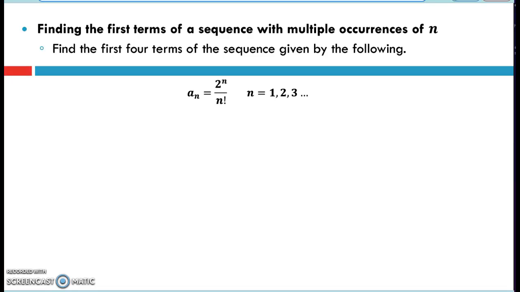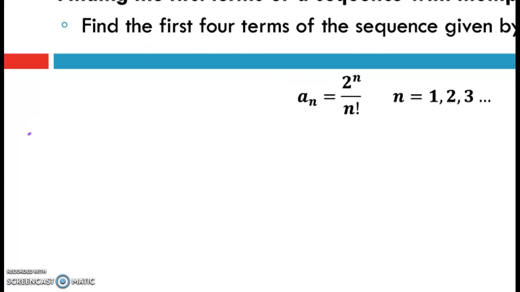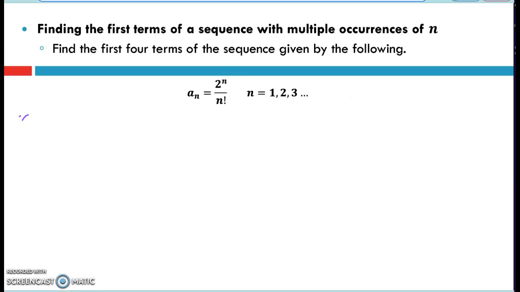We do it the same way, where the first term, a sub 1, is going to be 2 to the 1 over 1 factorial. Now, here's my n's, and I'm just plugging those in there, one in for all of those. So this equals, well, 2 to the 1 is just 2, and 1 factorial is 1. So our first term is going to be 2.